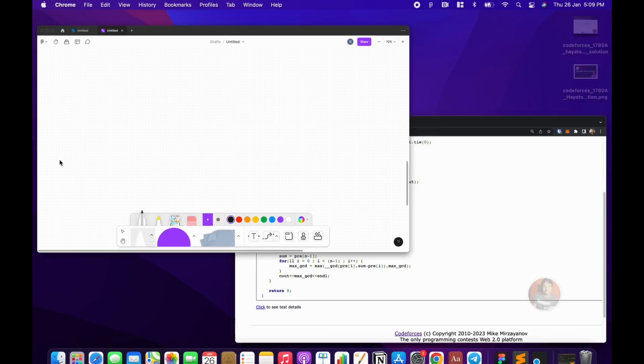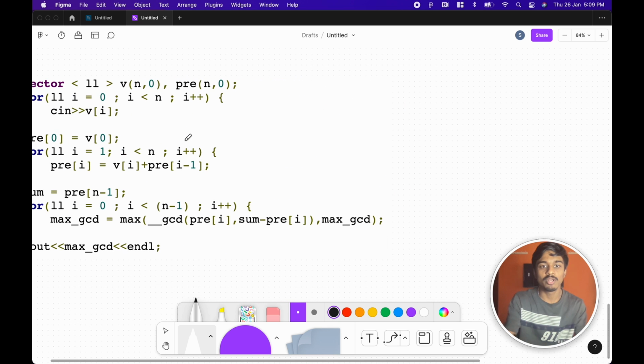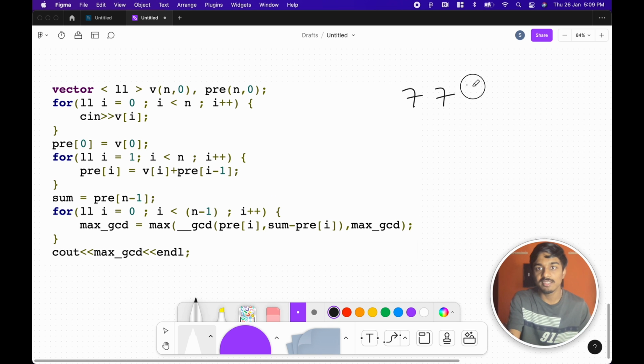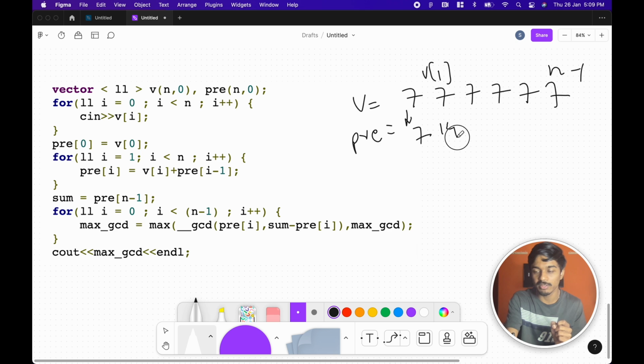Now let me quickly go to my board and explain to you. So this is the board, and let me try to take the same example, that is this. This is the B array, and prefix of 0 is the same number, that is 7, and from 1 to n minus 1 I am iterating, and prefix of i is v of i. What is v of i? v of i is v of 1 plus prefix of i minus 1, 7 plus 7, 14. Okay, 14 plus 7, 21, 28, 35, and similarly so on. Now we got the prefix array.